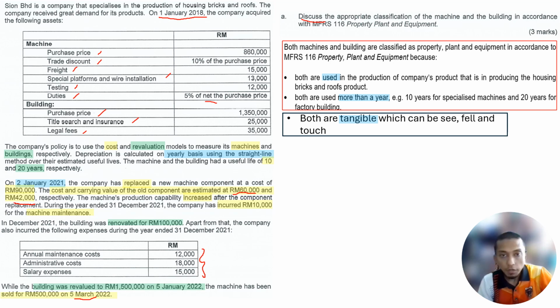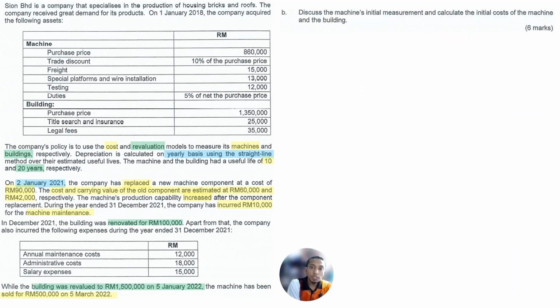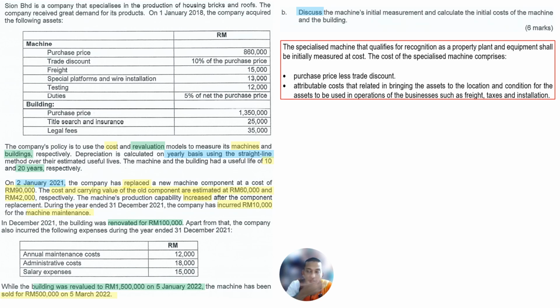Next, discuss the machine initial measurement and calculate the initial cost of the machine and the building. So there are two questions here. First is to discuss. The machine qualifies for recognition as property, plant and equipment and shall be initially measured at cost. What is the cost? Purchase price. What is the other cost? Attributable cost directly related to the machine, which in this case is freight, tax, and installation. Still remember in the slide, there is one more, which is the estimated cost of removing and dismantling. But that one is not included here.